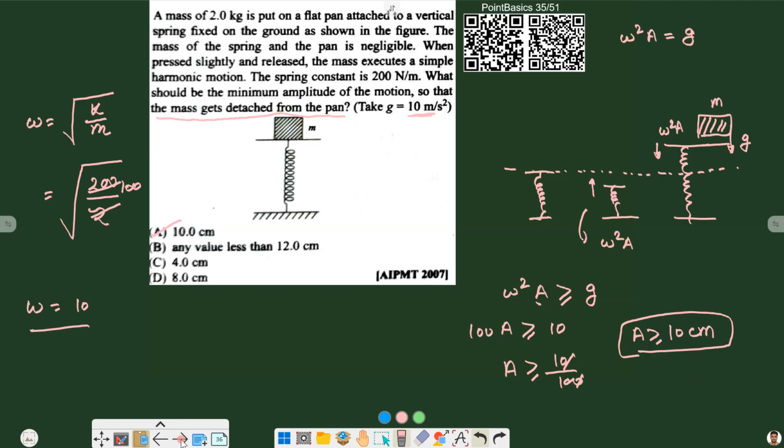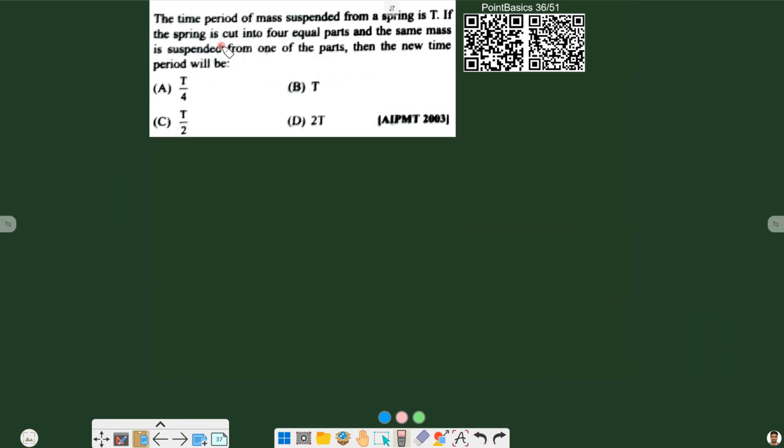Moving to the next question. Time period of a mass suspended from a spring is T. If the spring is cut into four equal parts and the same mass is suspended from one of these parts, then the new time period will be. So we have to find the new time period.